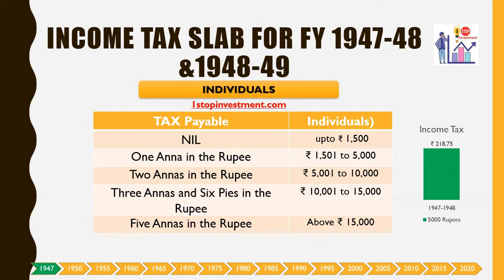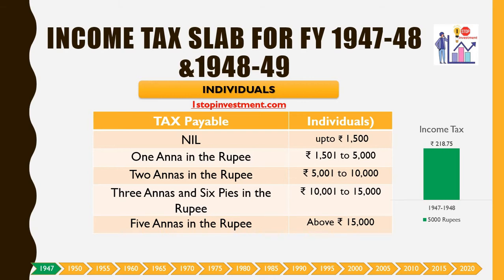Let's see the income tax slab for the financial year 1947-48 and from 1948 to 49. There were 5 tax brackets. If someone had earned 5,000 rupees then, he had to pay 218.75 rupees as tax. For the simplicity of calculation, I am not going to take any deduction in any of the coming tax calculations.